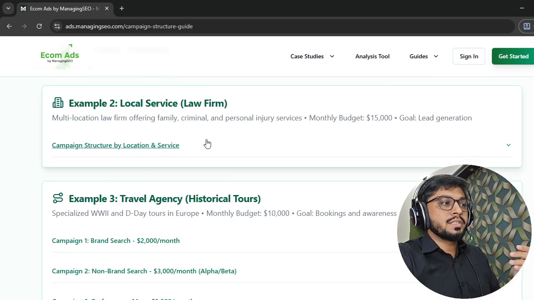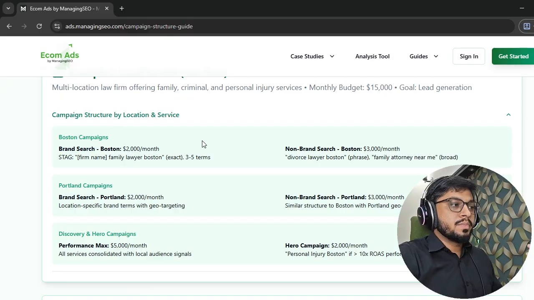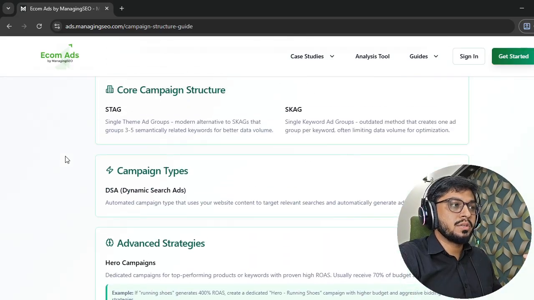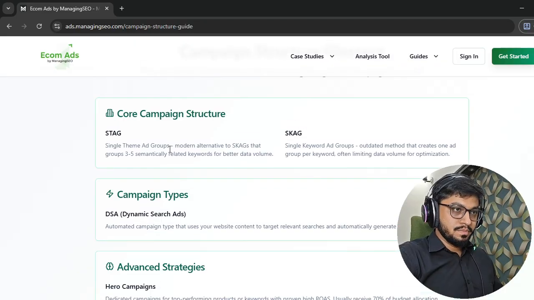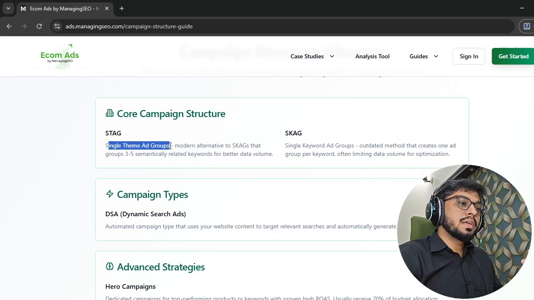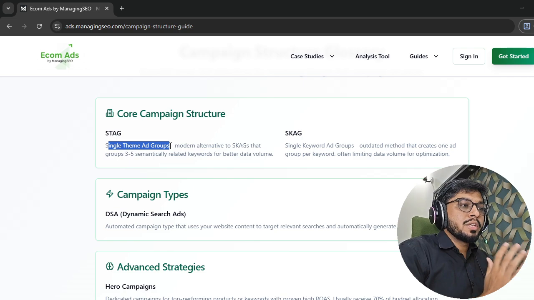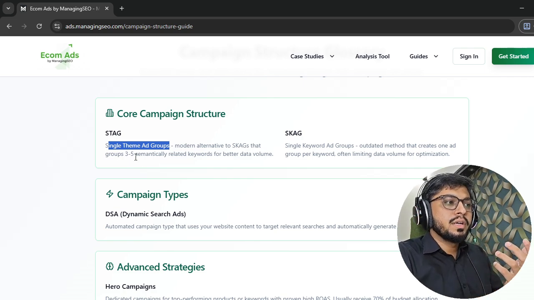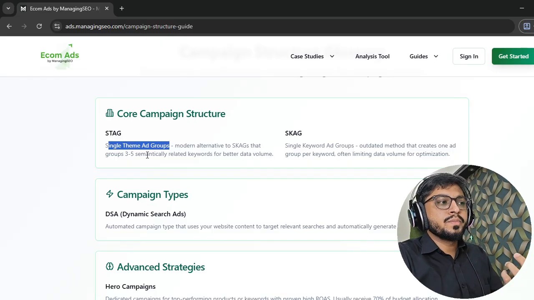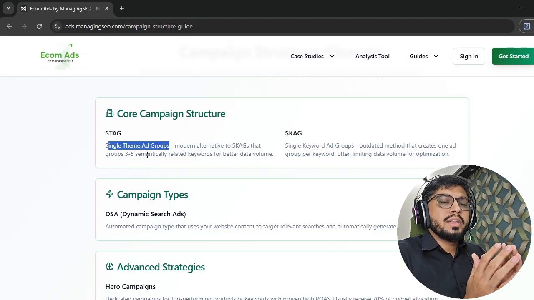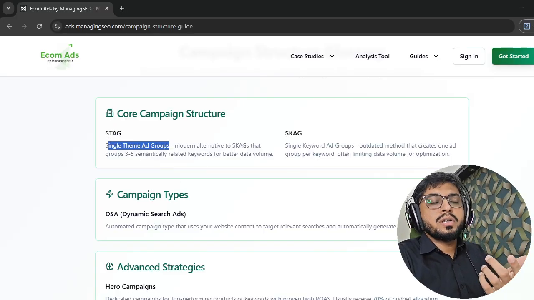And just like that, for a local service firm, we have a brand search campaign that is based on tags. Let's first understand this tags concept, because otherwise you won't be able to understand what we are saying. It's basically having a single theme group. Instead of having just one keyword or a lot of keywords in an ad group, you create an ad group of 3 to 5 related keywords. When you have multiple ad groups like that, you can say this strategy is called the stack strategy.